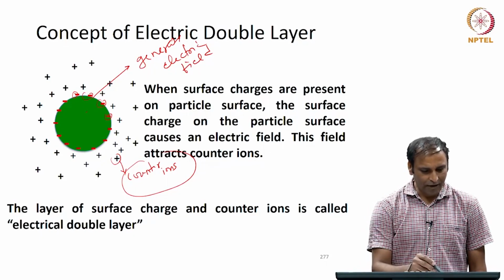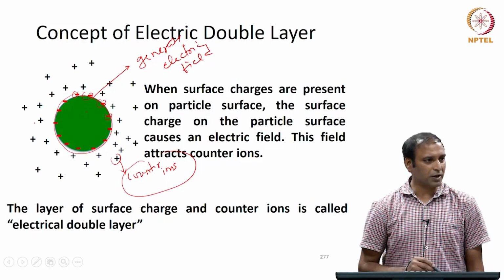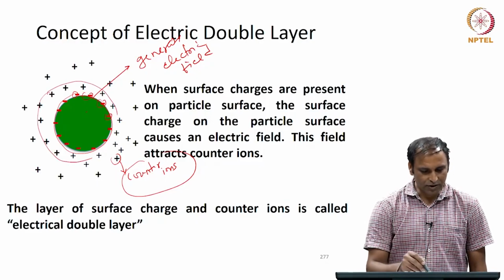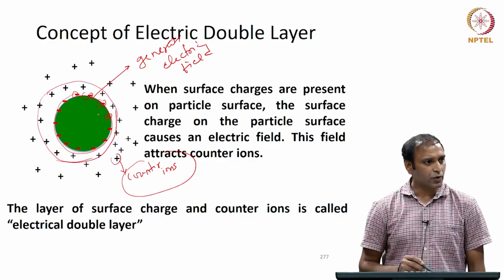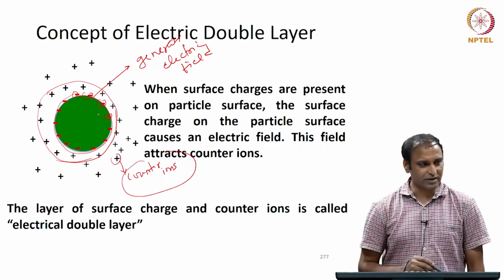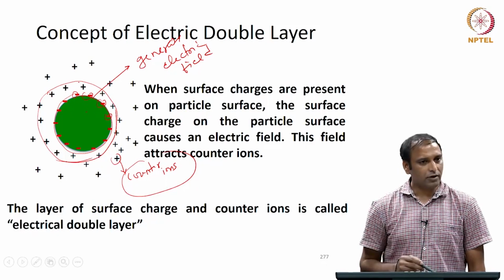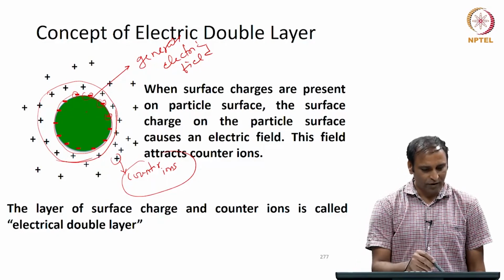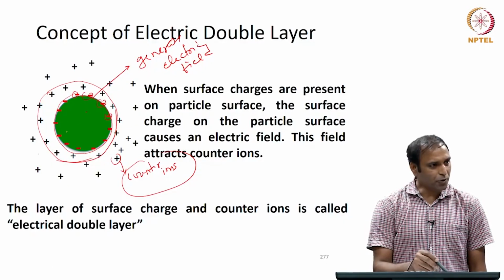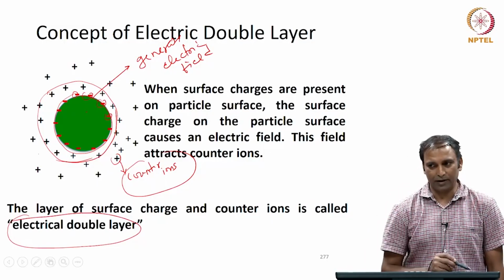Therefore, you are going to have a layer of charges on the particle surface, and of course, you are also going to have the charges in solution, which are attracted to the surface because of the electric field generated by the charge on the surface. This particular arrangement, where you have two layers of ions which are opposite in polarity, is what is called an electrical double layer.